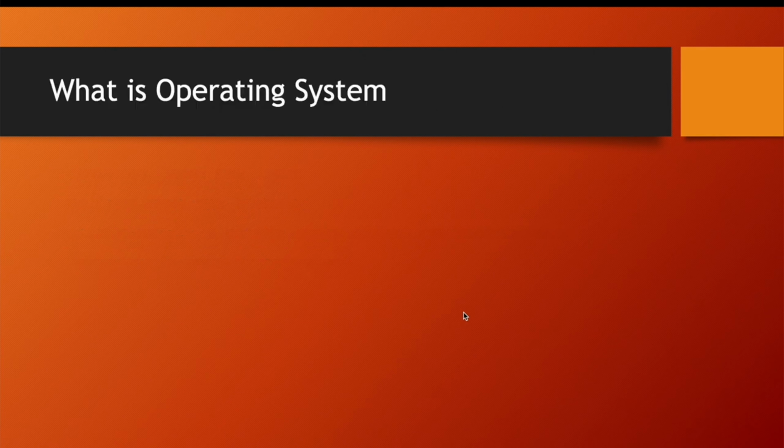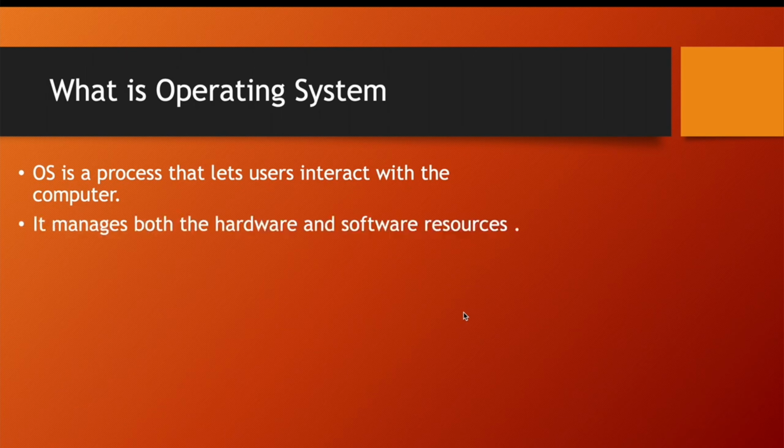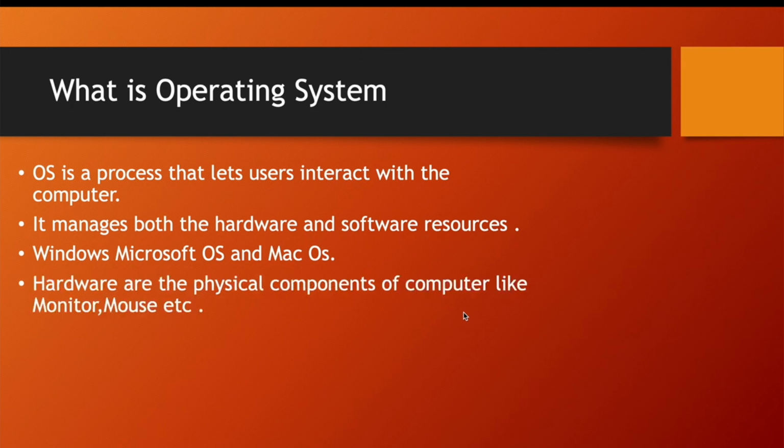Now let's discuss what is an operating system. As we all know, the computer understands the binary language, that is in the form of 0 and 1. So we humans can't directly interact with the computer, and hence the operating system comes into the picture. An operating system is a program that lets you interact with your computer. Hardware and operating system together decide what the entire system can do. It manages both the hardware and software resources. Two of the most common operating systems are Microsoft Windows and Mac OS. So what actually is hardware? Hardware is the physical components of a computer like monitor, mouse, etc.